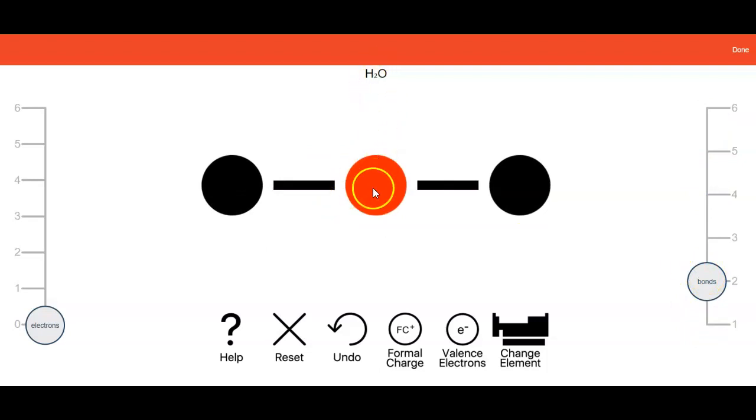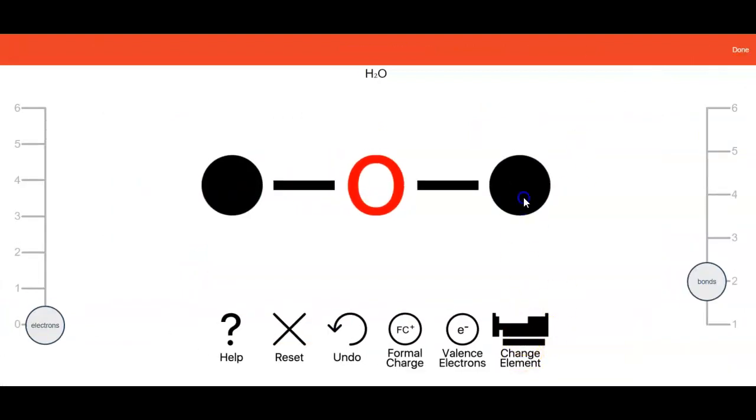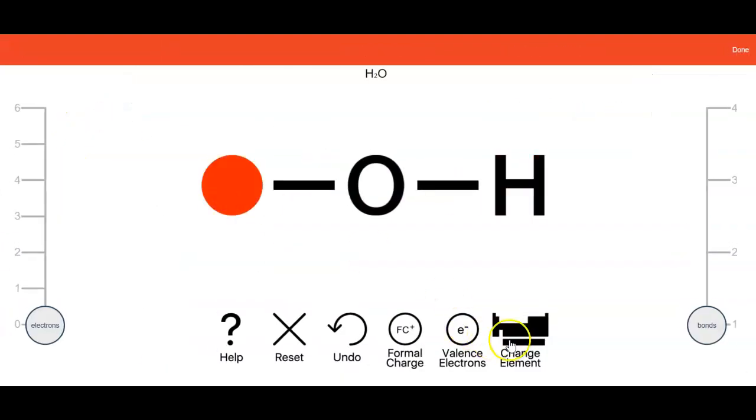So again, we want to put the least electronegative element in the middle, which is oxygen. And again, you can look at which is the least electronegative element because here's a periodic table for you. So I'm going to put hydrogen on one side, click here, hydrogen goes on that. That is my skeleton structure. So I have water, where oxygen is 6, and then hydrogen is 1 times 2, which equals 8 valence electrons.